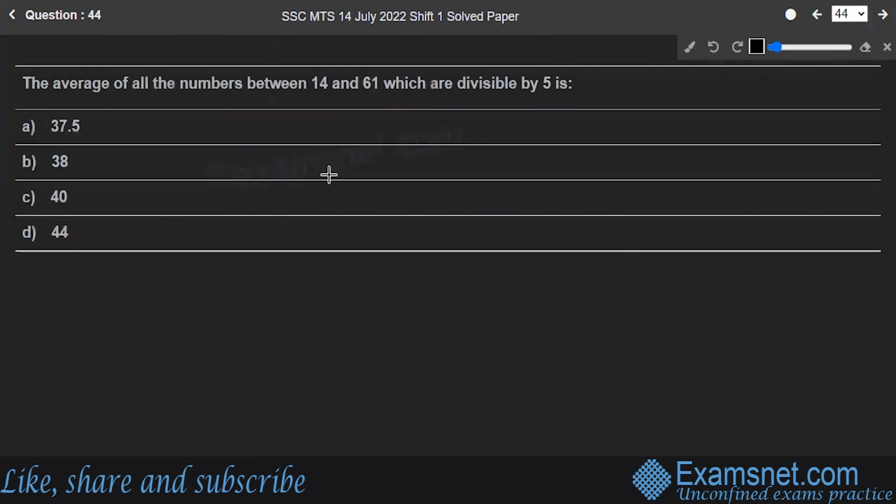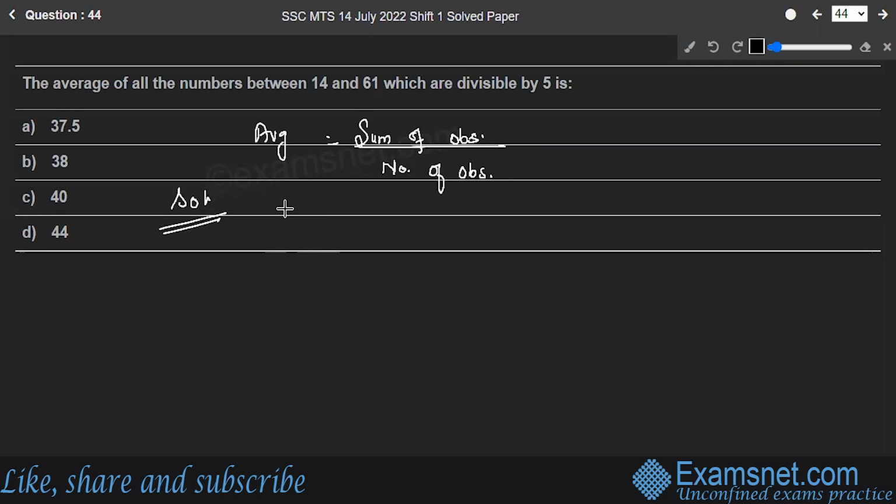Next is question number 44. Average of all the numbers between 14 and 61 which are divisible by 5 is. Let's go with the solution. First, you are given the numbers between 14 and 61 which are divisible by 5. Here we'll be using average. You have to find out the average, and you know the formula for average. It is sum of observations divided by number of observations.